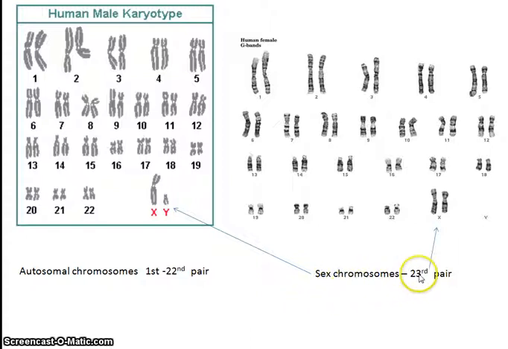So the sex chromosomes are the 23rd pair. Females have 2 X's, males have an X and a Y. The rest of the chromosomes, the other 22 pairs, are called autosomal chromosomes, and they just code for various genetic traits that are exhibited other than the traits that have to do with gender.